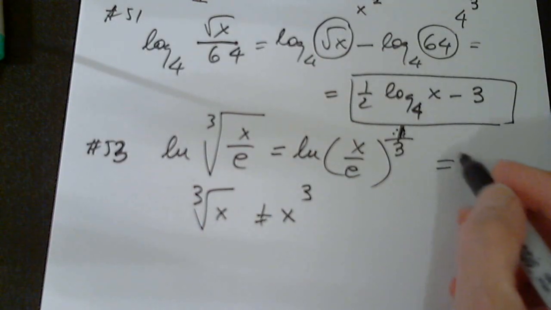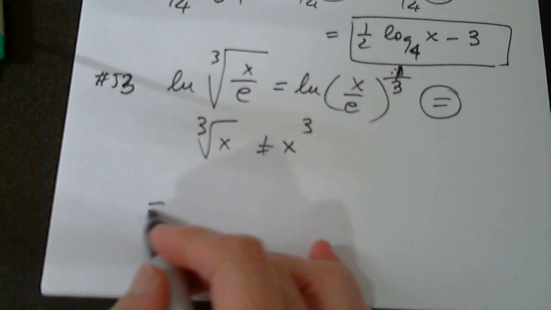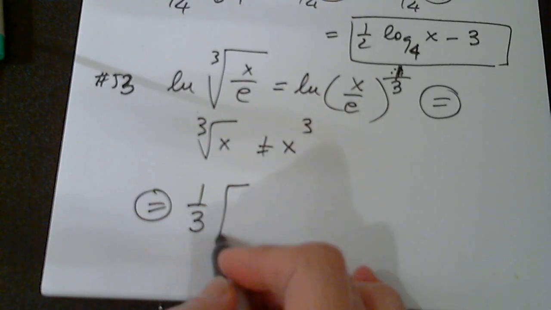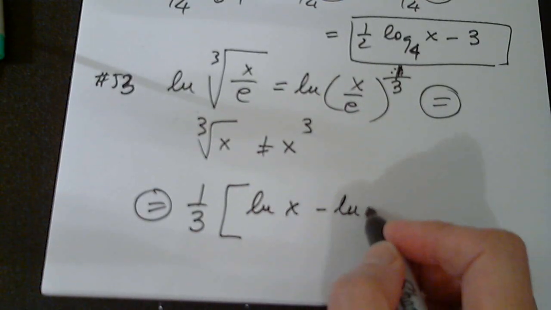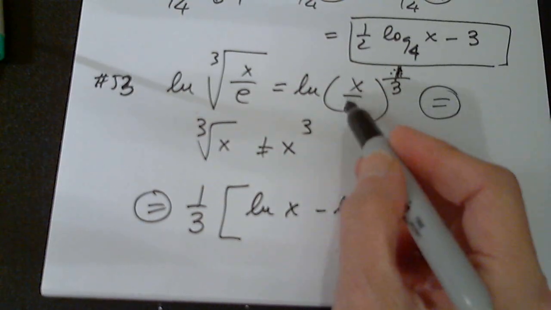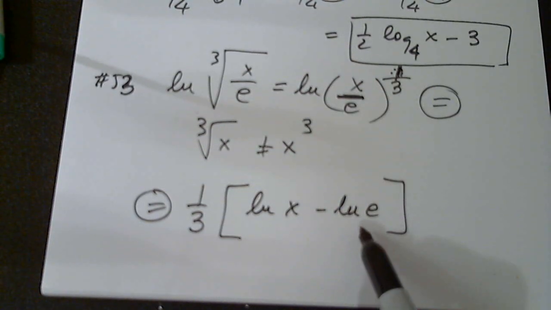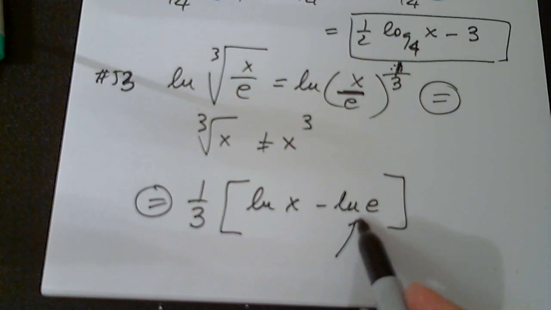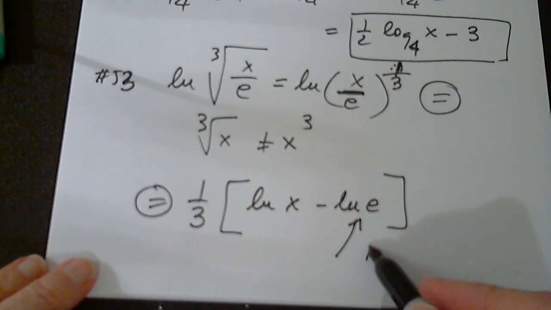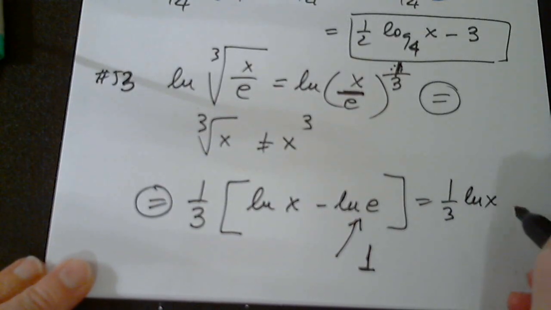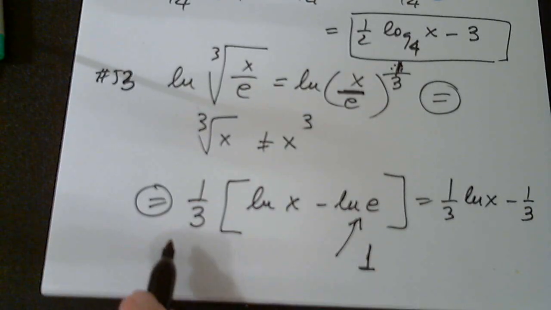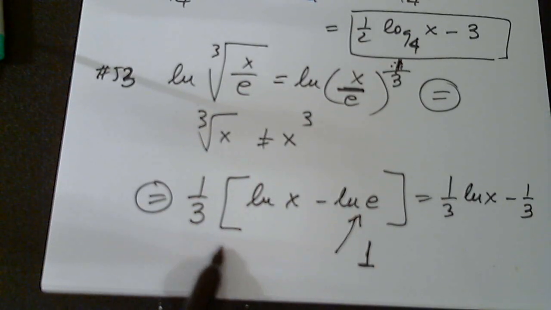Good. So first, I have to bring the power down as 1/3. Then I have natural log of a ratio. Natural log x minus natural log e. Minus because it's a ratio. So how much is natural log e? Would it be 1? Indeed, of course, because the base is e. Very good. So this is 1/3 natural log x minus 1/3 times 1. And this is it.